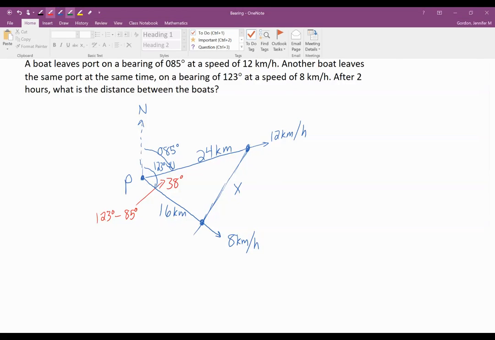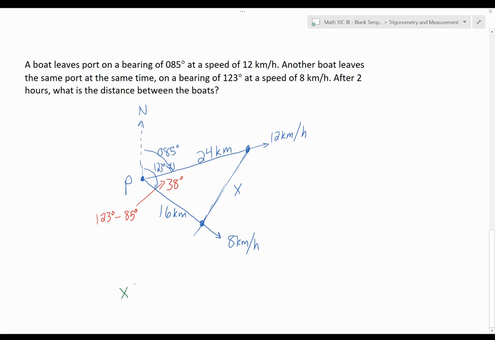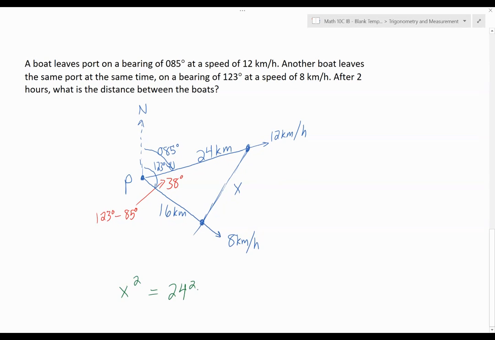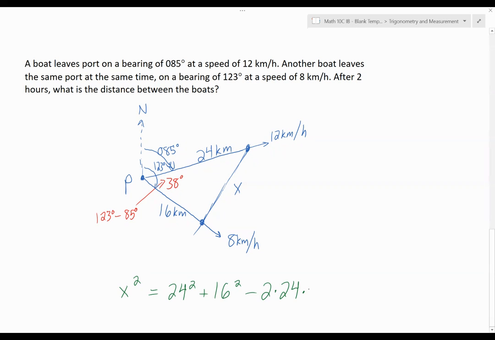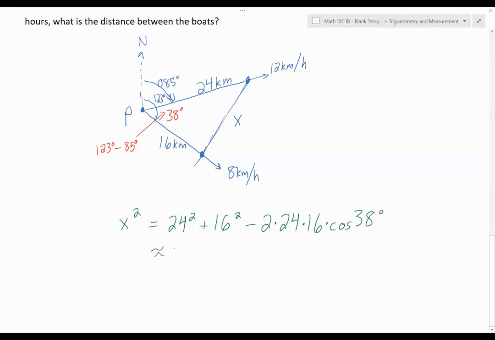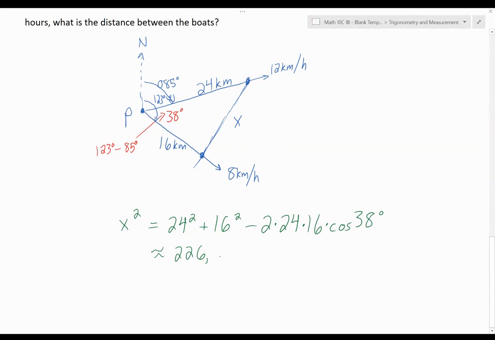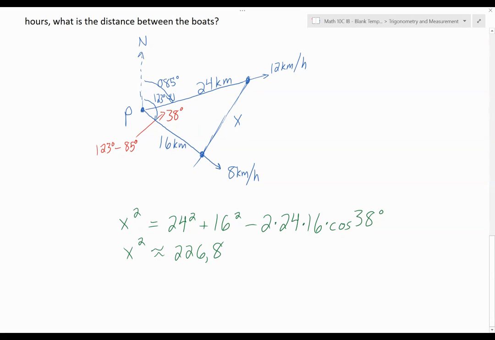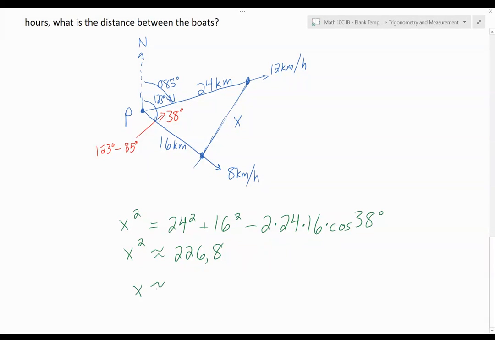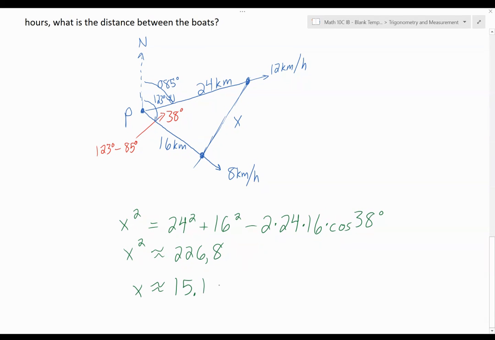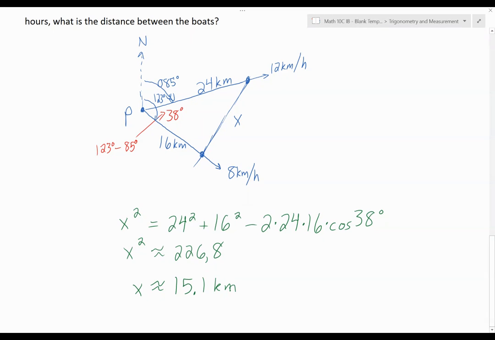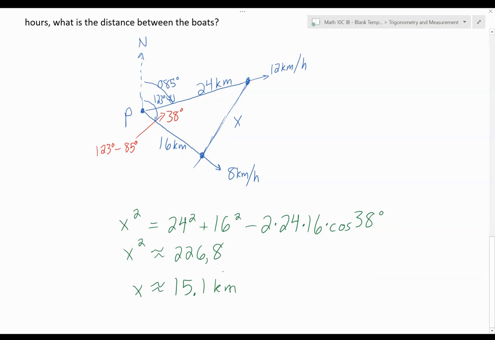Knowing that, I can now use the cosine law. x squared is going to be 24 squared plus 16 squared minus 2 times 24 times 16 times the cosine of 38 degrees, all of which comes out to be roughly 226.8. That's x squared. So when I take the square root of that, I get that x is approximately 15.1 kilometers. So these two boats, after 2 hours, are about 15.1 kilometers apart.